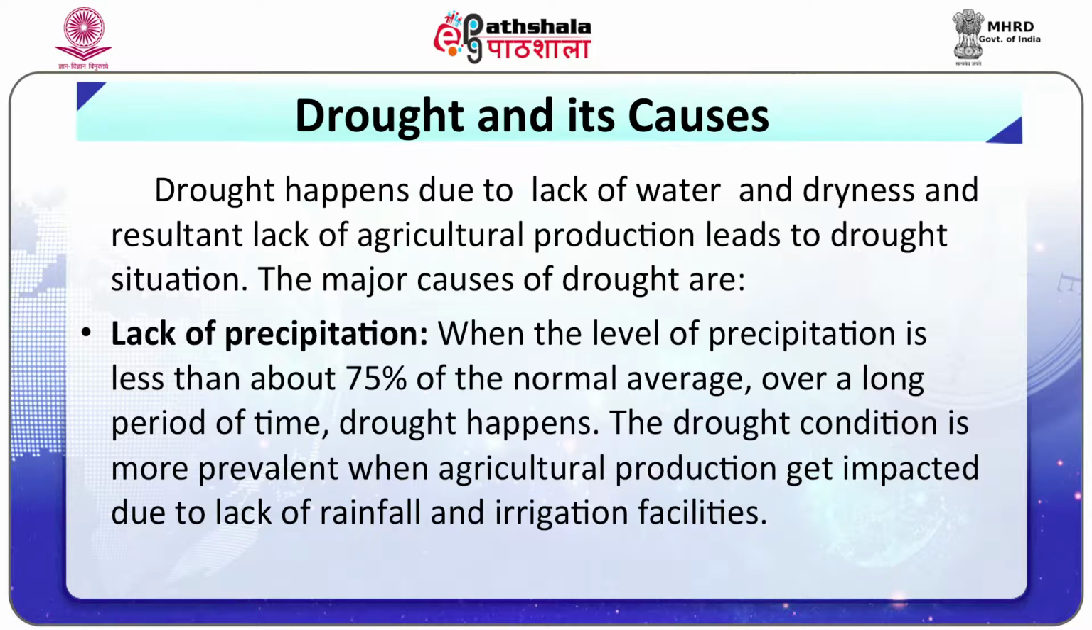Now we will discuss the causes of drought and drought-like situations. If flood happens due to excessive water, then drought can happen due to lack of it. Dryness and resultant lack of agricultural production lead to drought situation. The major cause of drought is lack of precipitation. When the level of precipitation is less than about 75% of the normal average over a long period of time, drought happens. The drought condition is more prevalent when agricultural production gets impacted due to lack of rainfall and irrigation facilities.